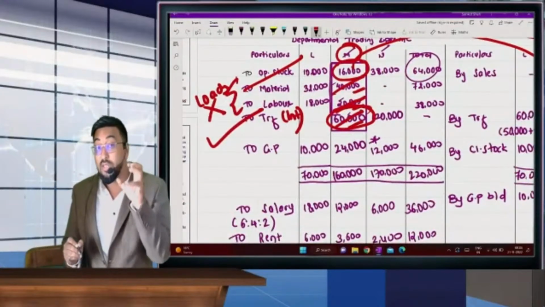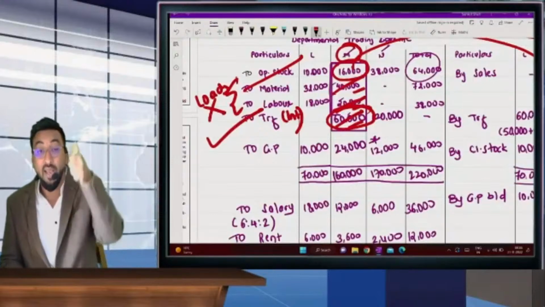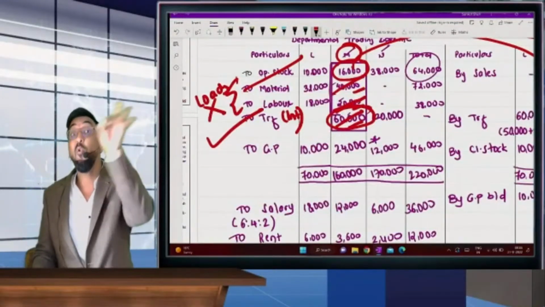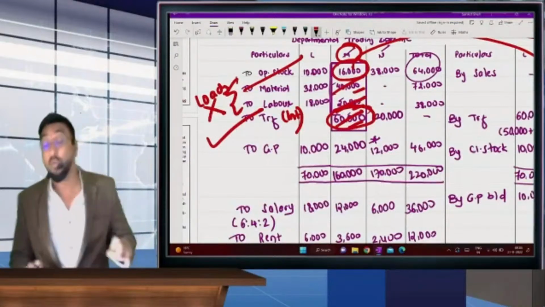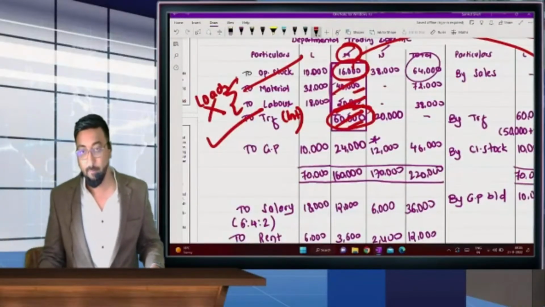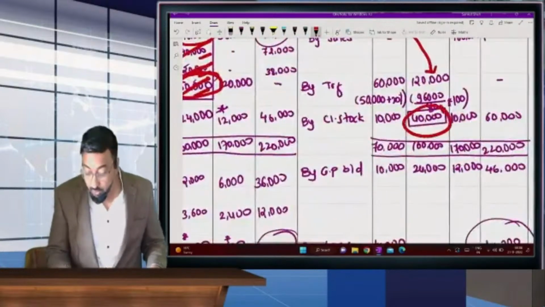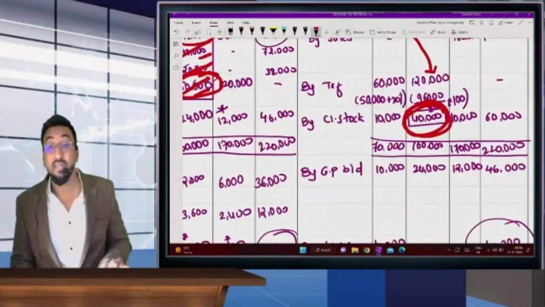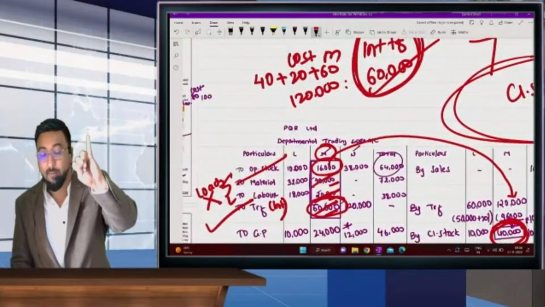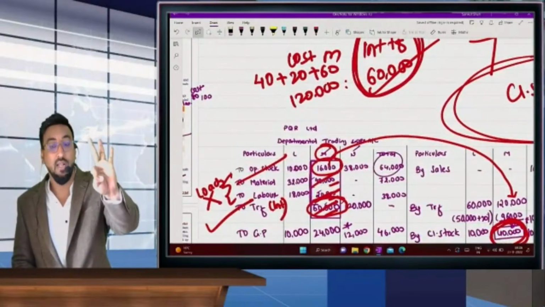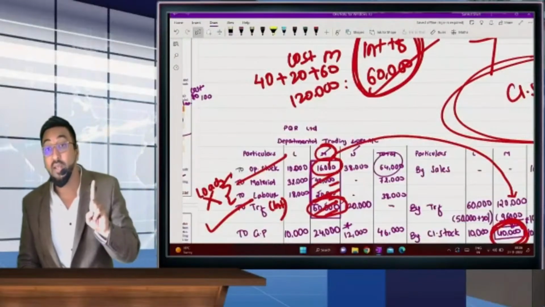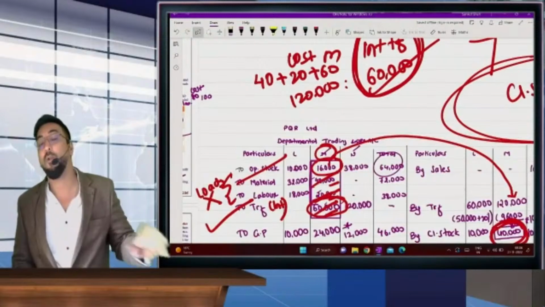So closing stock जो बना है उसकी कॉस्ट क्या क्या है? 40,000, 20,000 एंड 60,000। अभी 60,000 में लोडिंग है। This is a very, very important concept in डिपार्टमेंटल अकाउंट्स. So your closing stock 40,000 is consisting of three elements: material, labor, and internal transfer. But loading is not in material and labor. Loading is only in internal transfer from L.